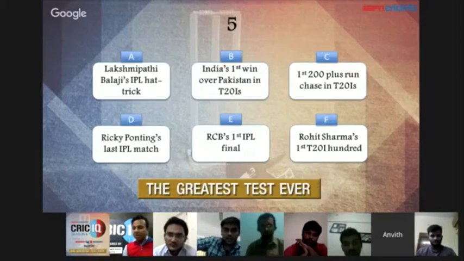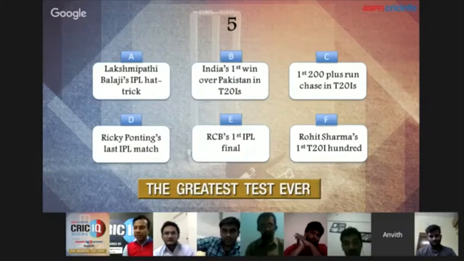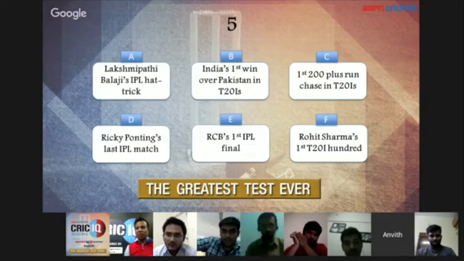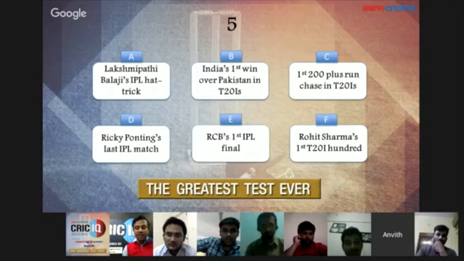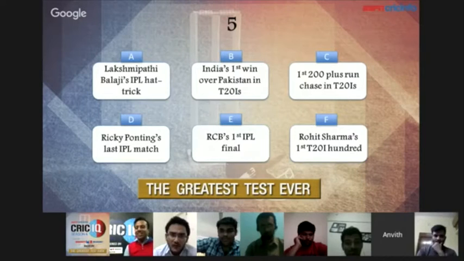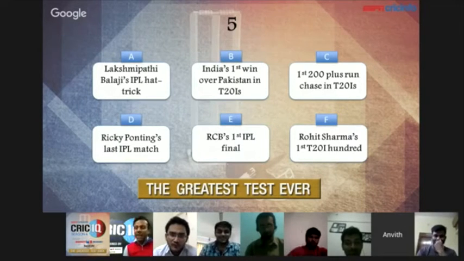First is first 200-plus run chase in T20 internationals. Second is India's first win over Pakistan in T20 internationals. Third is Lakshmipati Balaji's IPL hat-trick in 2008. Fourth is RCB's first IPL final in 2009. Fifth is Ricky Ponting's last IPL match in 2013. Last is Rohit Sharma's first T20 international 100 in 2015.